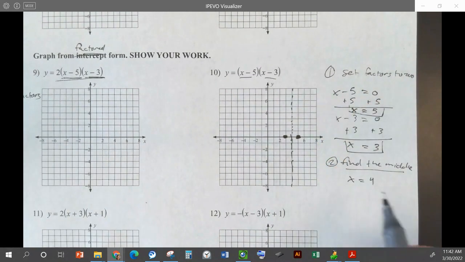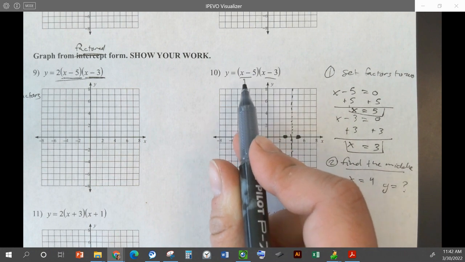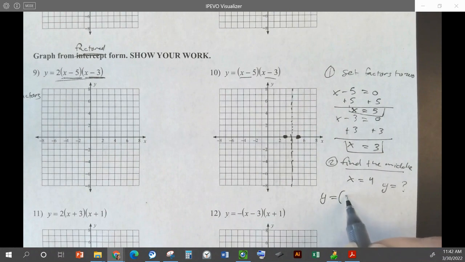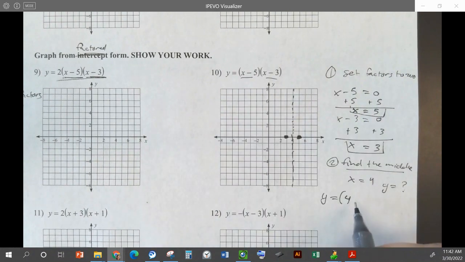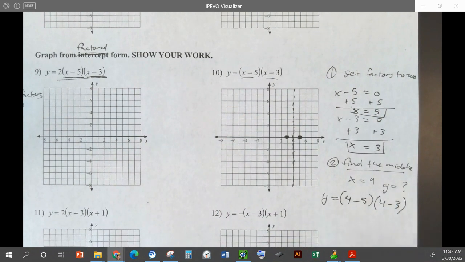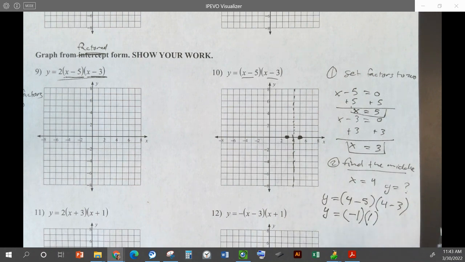How do I find the vertex if I have x equals 4? Good, stick it in. So when x is 4, what is y? Well, we have y is x minus 5 times x minus 3. So y is, instead of writing x, I'm going to write 4. 4 minus 5, parenthesis, 4 minus 3. And then we simplify. So y is, what's 4 minus 5? And the 5 is bigger, so it's going to be negative 1. Good. And then 4 minus 3, also 1, but this is going to be positive because 4 is bigger.